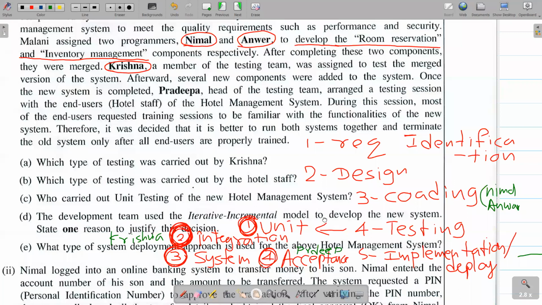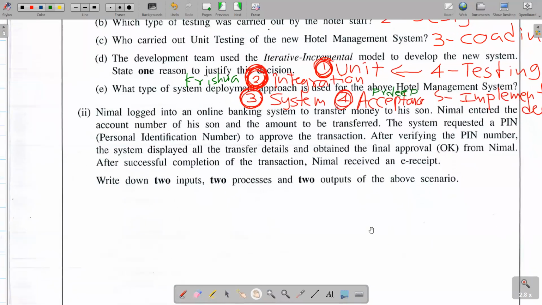Now in the second part, they are talking about inputs, processes, and outputs of this scenario. It says Nimal logged into an online banking system to transfer money to his son. Nimal entered the account number. So account number is an input, of his son, and the amount to be transferred. Amount to be transferred is an input again. The system requested a PIN to approve the transaction. So PIN is an input. After verifying the PIN number, so verifying the PIN number is a process.